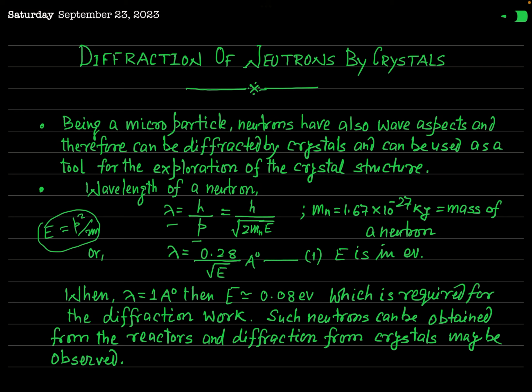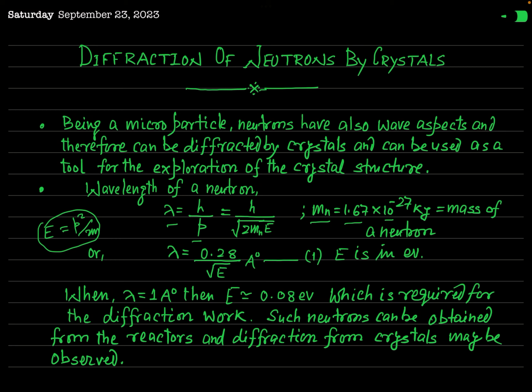So in case of neutron, p is replaced by the square root of 2 m_n E. Here instead of m, I have written m_n, which represents the mass of neutron. Okay, and mass of neutron is equal to what? This is 1.67 times 10 to the power minus 27 kg.